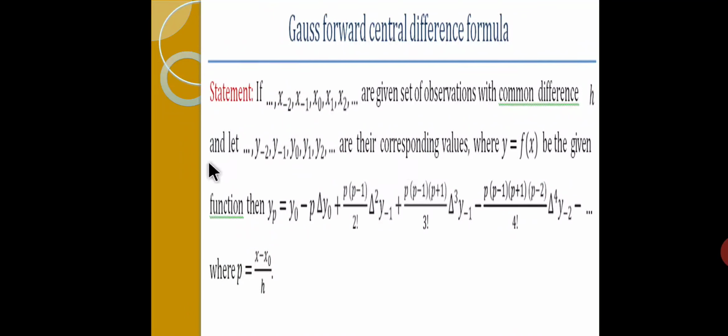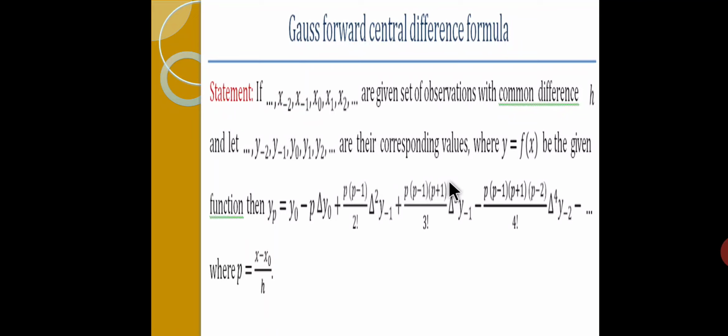So the next method is the Gauss forward central difference formula. When we apply this formula, most of the problems mention the method, either Gauss forward central difference or Gauss backward central difference. In case it is not mentioned, we observe the central value.